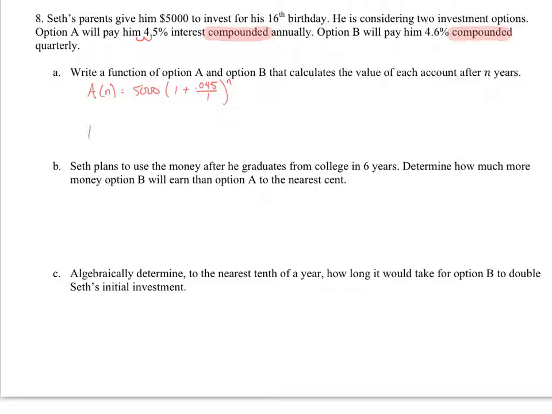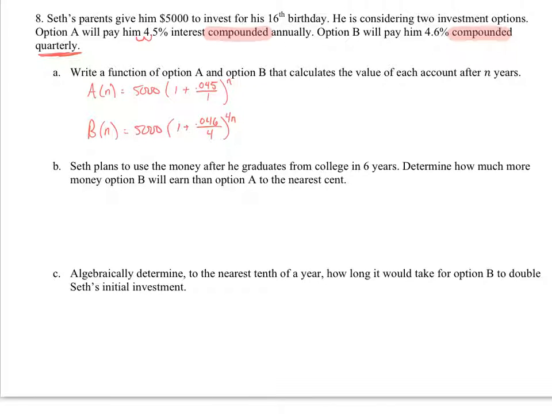Now, when we're talking about B as a function of n, still starting with $5,000, still growing. The rate is a little different, though. Now we have 0.046, and we're compounding it quarterly. So we're going to take that rate and chop it up into fourths. Now, the interesting thing about cutting it into 4 chunks is that every year we have 4 quarters. So how many quarters is that total? Well, it depends on the years, but we're going to have to multiply it by 4 in the end. So those are your 2 functions.